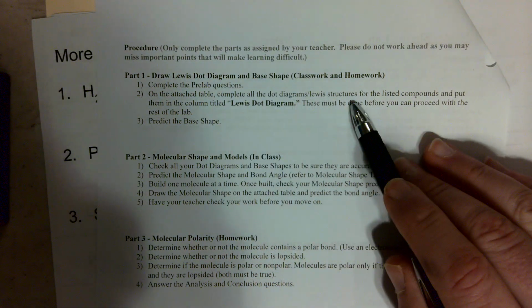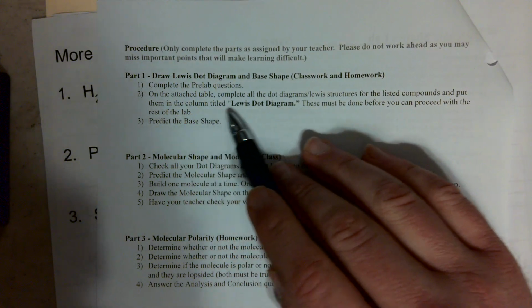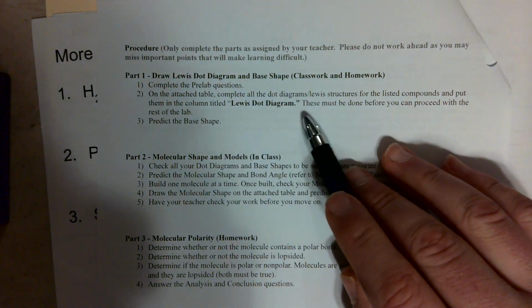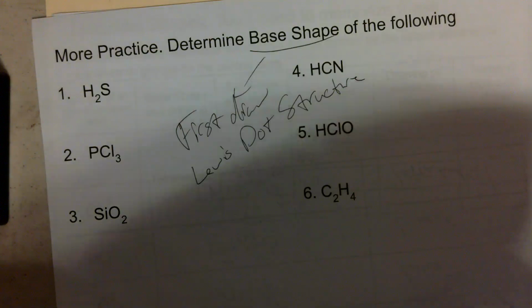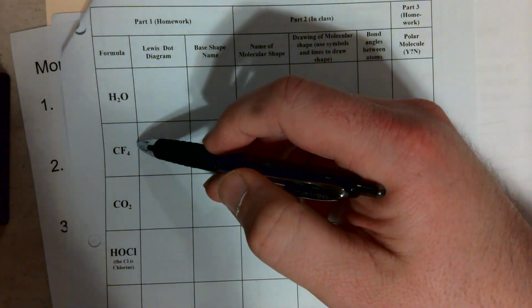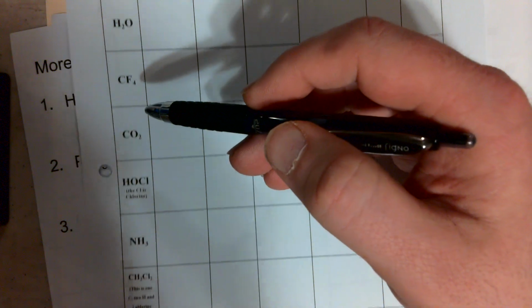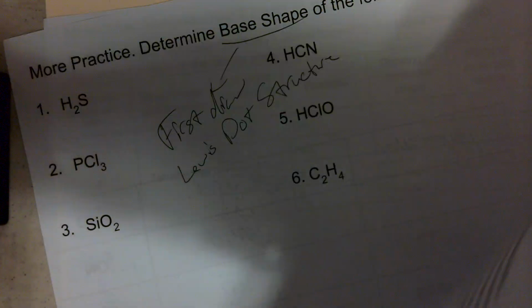Complete all dot diagram Lewis structures for the listed compounds and put them in the column titled Lewis dot diagram. These must be done before you proceed with the rest of the lab, and then you want to predict the base shape. Some of these you've already done. We just did CF4. We had done a couple other ones from before. I'm digging around, but you want to do just these 2 columns because it says part 1, right? Part 1. So you're going to do the Lewis dot and you give it the base name for each of these guys.